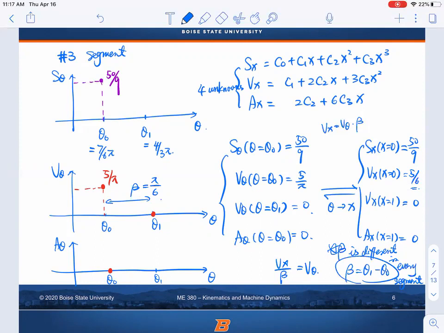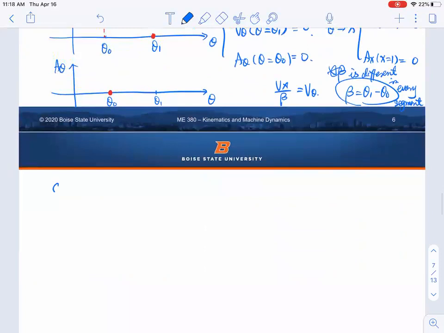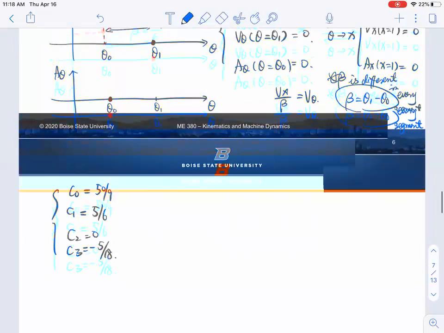All right, you have 1, 2, 3, 4 boundary equations, and then you have 4 unknowns. By solving them, you can find out your C0 equals 50/9, C1 is 5/6, C2 is 0, C3 is -8/18. Okay, so let me mention that thing again.